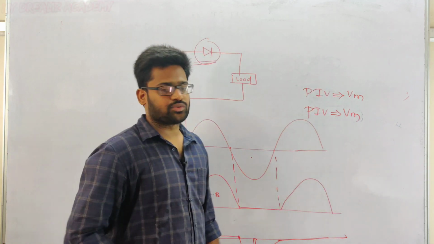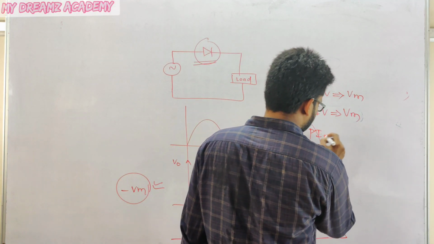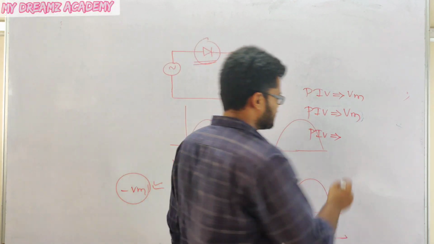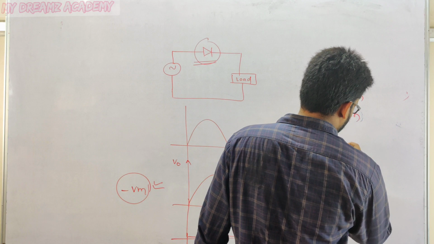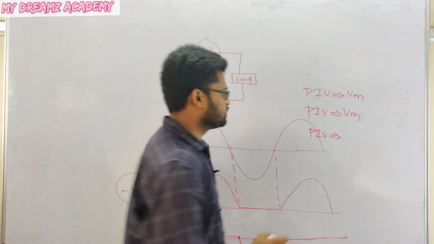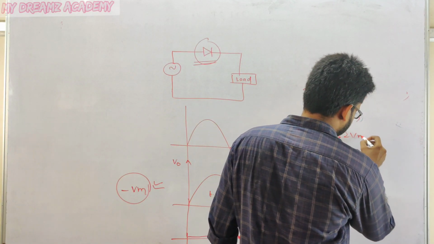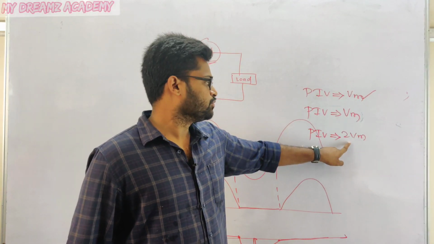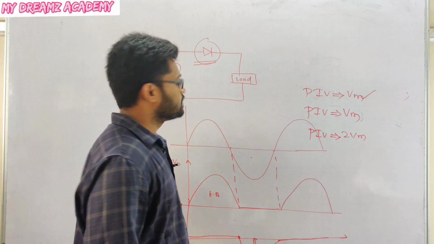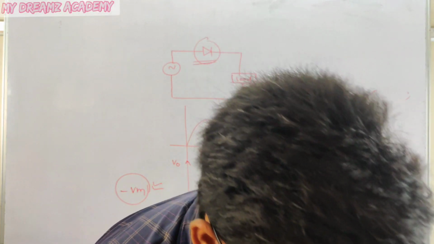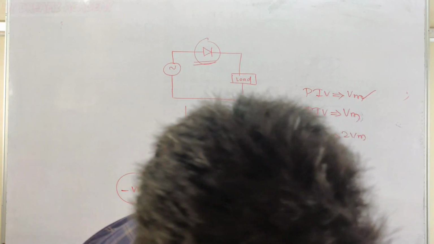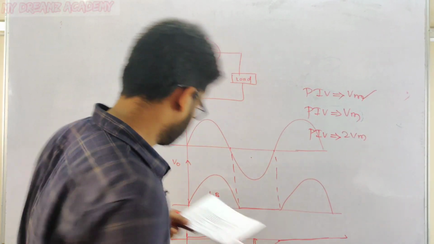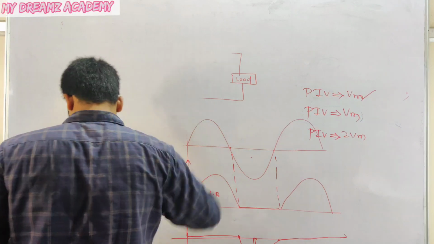Similarly, peak inverse voltage for full wave with center tapped transformer, that is center tapped connection, is 2 Vm. This is about the 18th question, and we are going to see the next question, that is 19th question.